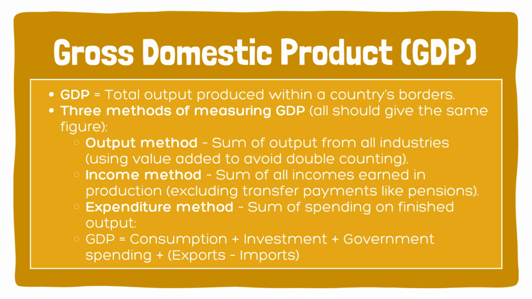In theory, all three methods should produce the same result because of the circular flow of income. If an economy produces goods worth a certain amount, this production generates incomes for workers and firms, and those incomes are then spent on the goods and services produced in the economy.